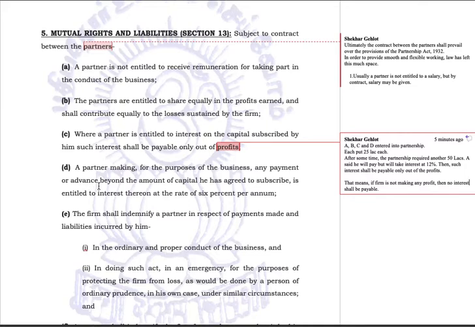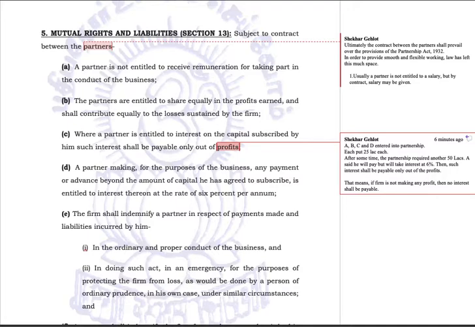A partner making a payment in advance for the purpose of business, beyond the amount of capital he has agreed to subscribe, is entitled to interest thereon at the rate of 6% per annum. Okay, so if he has done anything in excess like in this case, then usually his rate of interest is going to be 6%. But it could be 12, 18, or 24 depending upon the mutual understanding between the partners.